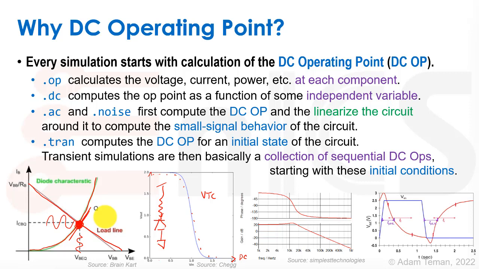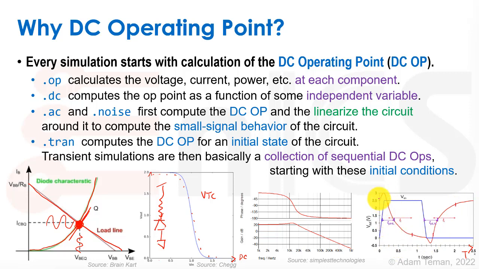Finally, we have the transient analysis, where we compute the DC operating point for an initial state of the circuit. Transient simulations are then basically a collection of sequential DC operating points starting with these initial conditions. So here we have time as our x-axis, t in seconds. We're going from one time point to the next, and figuring out, if the input over here was some sort of a pulse, what the output was. And this is just a calculation of the propagation delay, say through a digital gate.